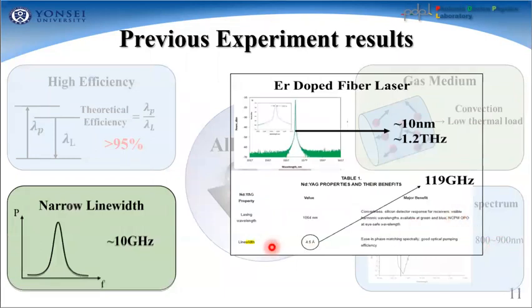An alkali laser has a narrow line width. For example, erbium doped fiber laser has almost terahertz line width, and argon laser has hundreds of gigahertz, 119 gigahertz. The alkali laser has tens of gigahertz line width, and this is broadened by collisional broadening of the buffer gas.